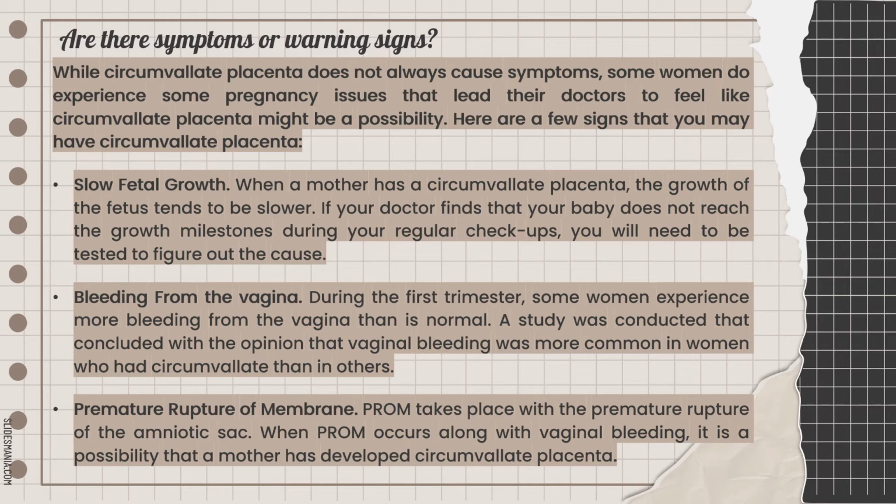During the first trimester, some women experience more bleeding from the vagina than is normal. A study concluded that vaginal bleeding was more common in women who had circumvallate placenta than in others. Lastly, the premature rupture of membranes. PROM takes place with the premature rupture of the amniotic sac. When PROM occurs along with the vaginal bleeding, it is a possibility that a mother has developed circumvallate placenta.